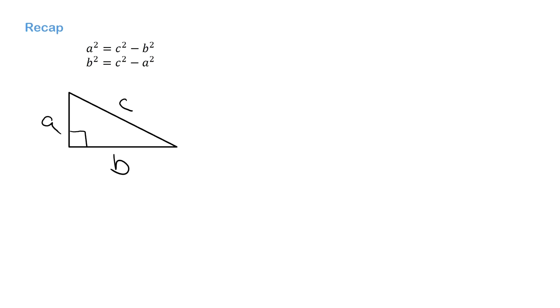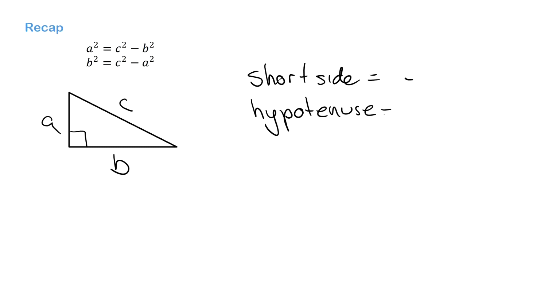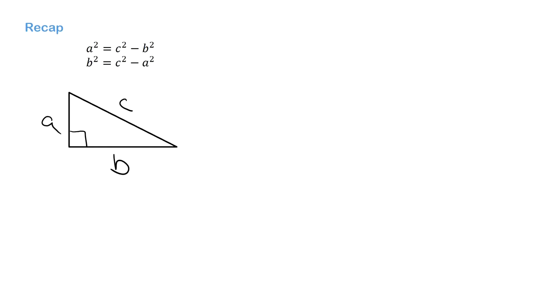So our recap: remember the formula is a squared equals c squared minus b squared when you're trying to find a short side. If you're finding a short side, you're always dealing with a minus, whereas if you're finding the hypotenuse, you're dealing with a plus. Just remember that: minuses, you'll be using the short side. Another thing to remember is to always write down the formula every question until you can memorize it. And that's it.